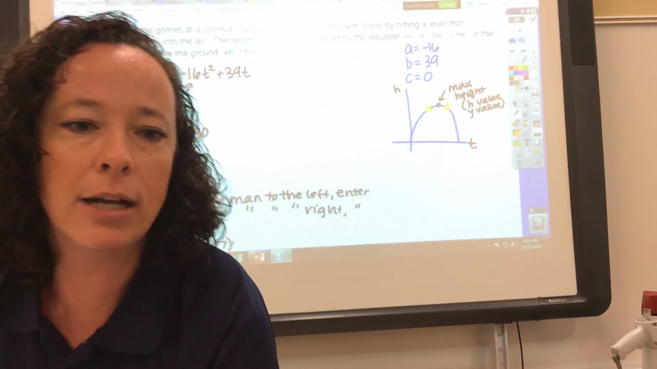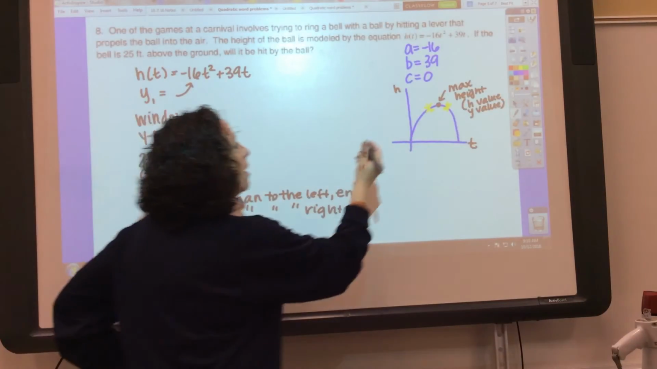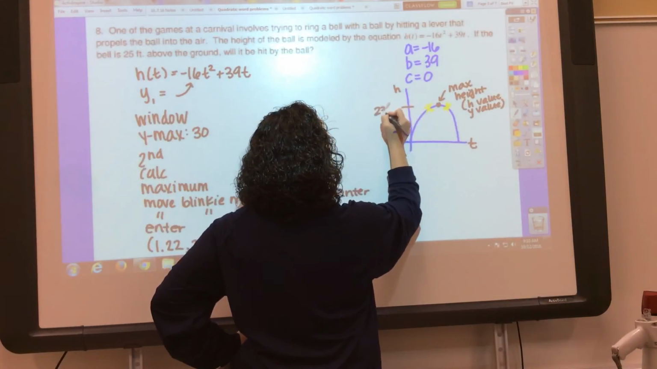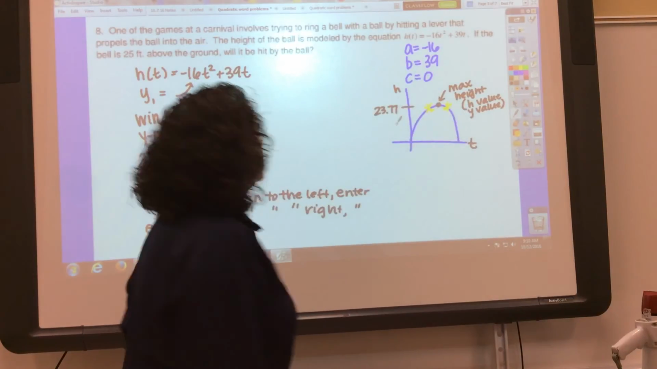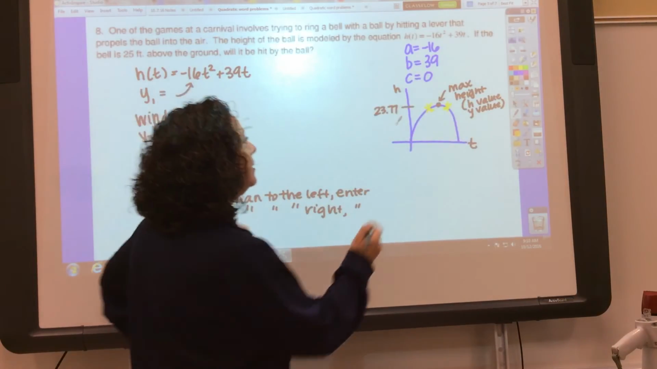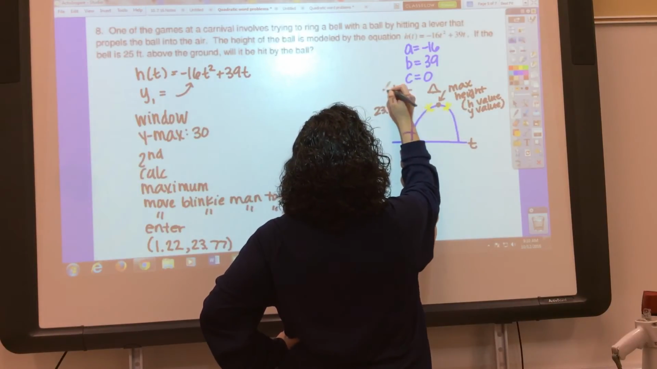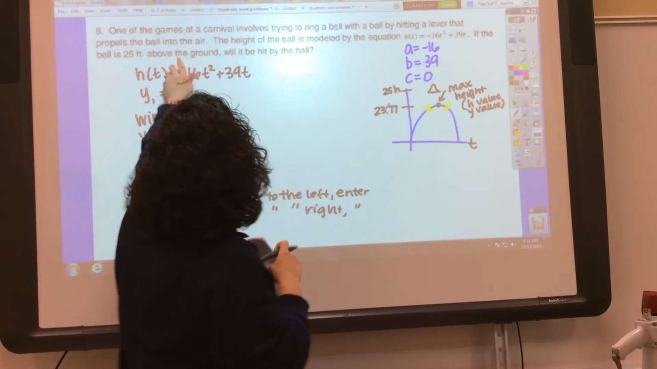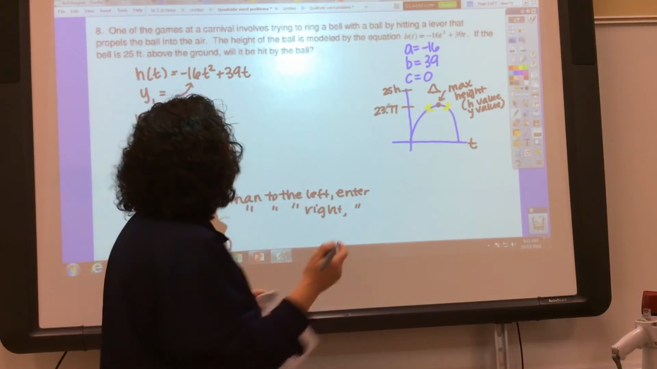Now let's think back to the context of this problem. This is the ball. So the ball goes up to a height of 23.77 feet. But the bell is sitting up here at 25 feet. So will it get hit by this ball? No, it falls short. No.